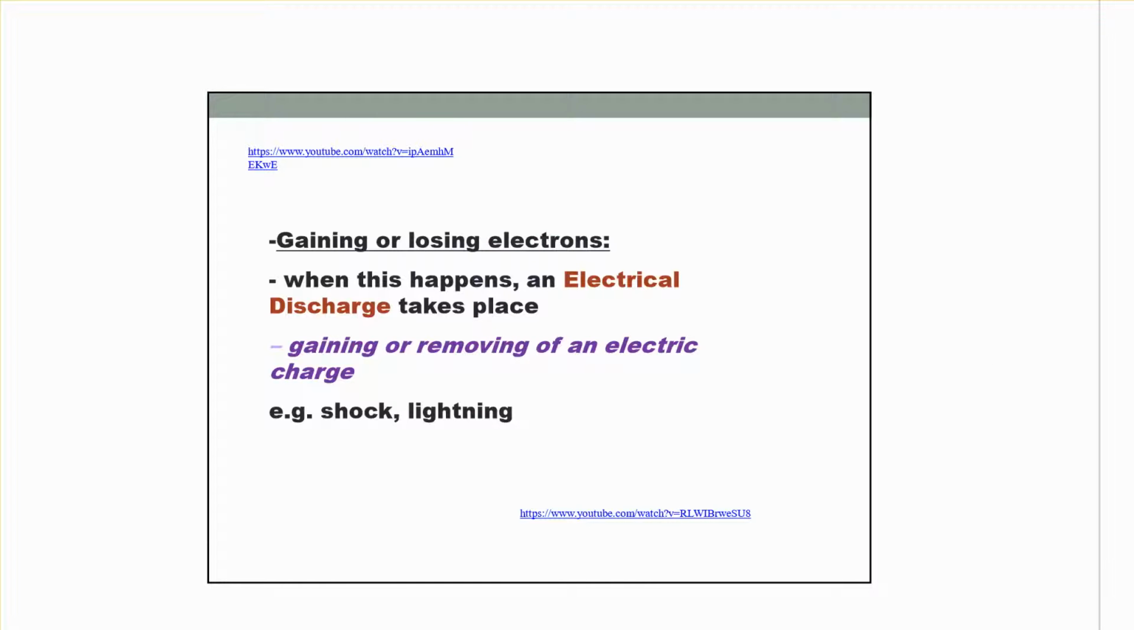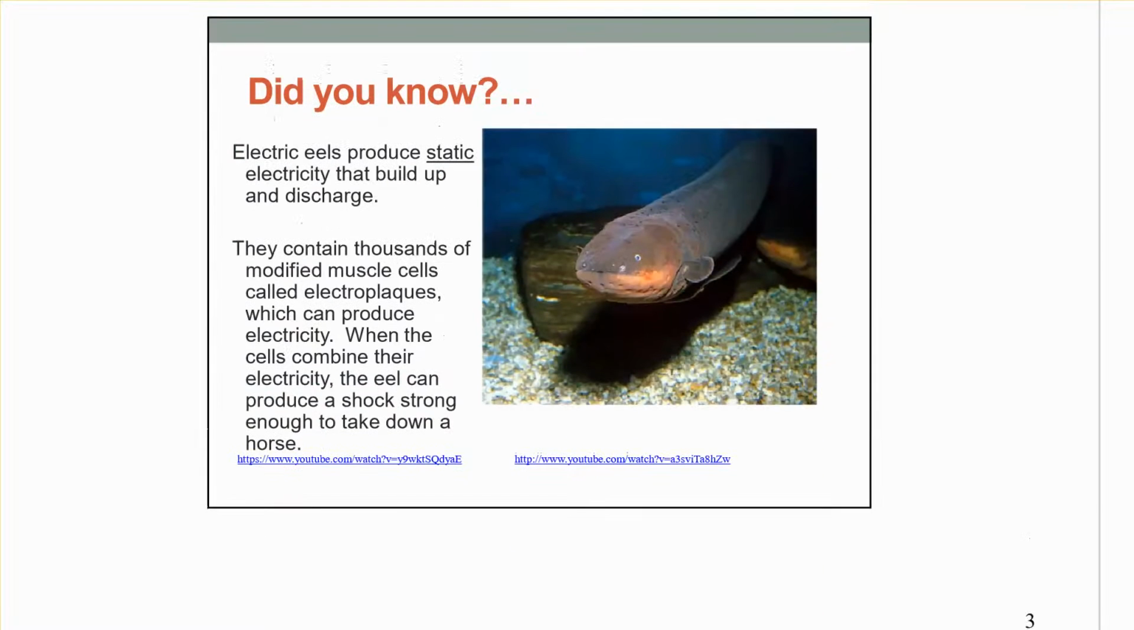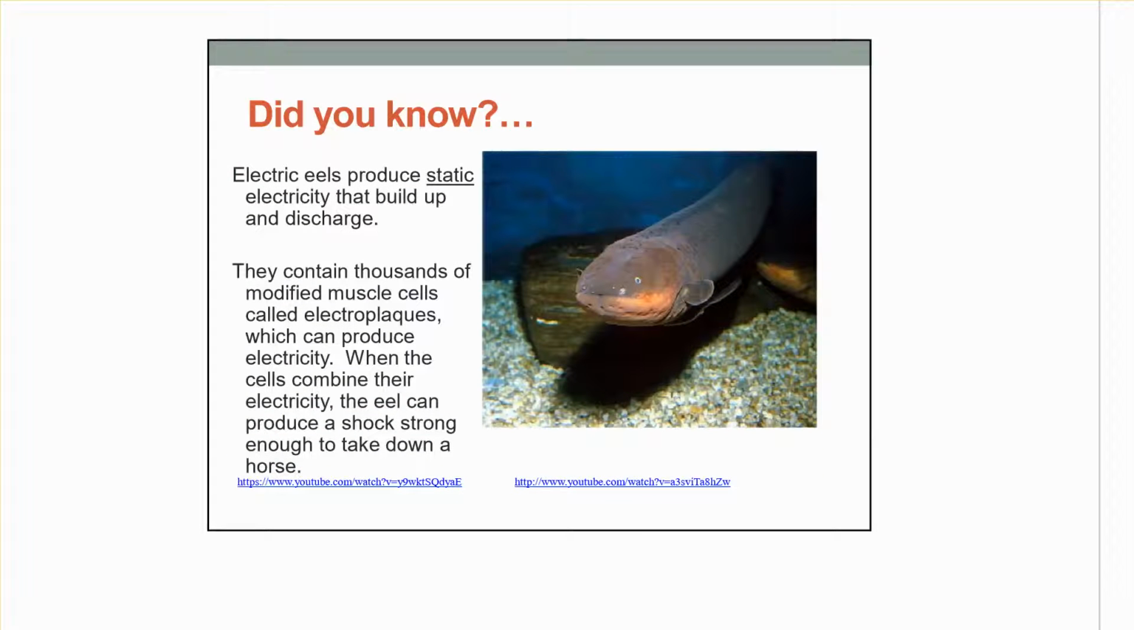This next slide, that's pretty much exactly what I was saying in the last one. When that cloud ends up giving all of its electrons down to the ground, it ends up having electrical discharge. So there's another term that we need to know. Electrical discharge just means the moving of electrons.